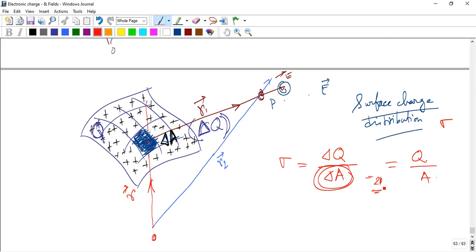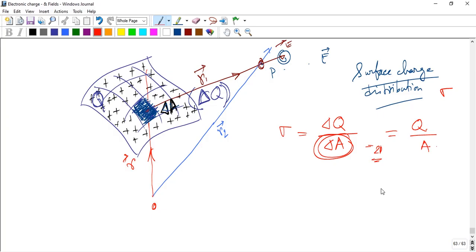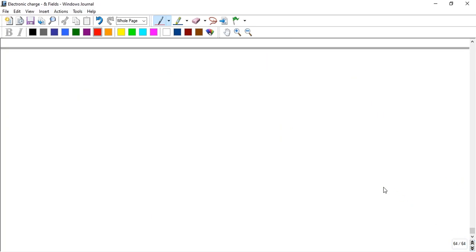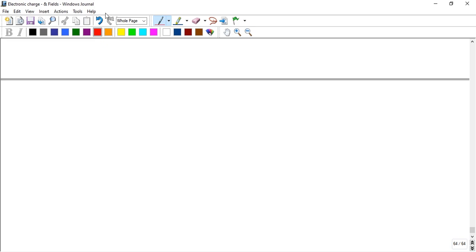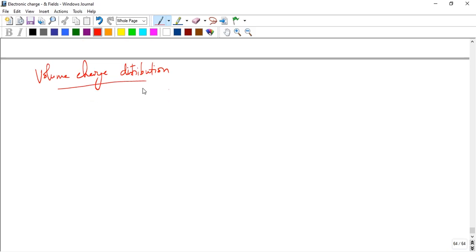Last is the volume charge distribution. The volume charge distribution is similar to the surface charge or line charge. Suppose we consider a 3D object, any arbitrary 3D object. Consider a small volume.